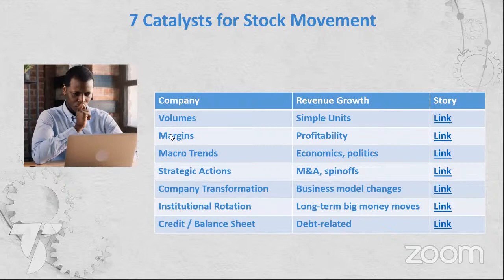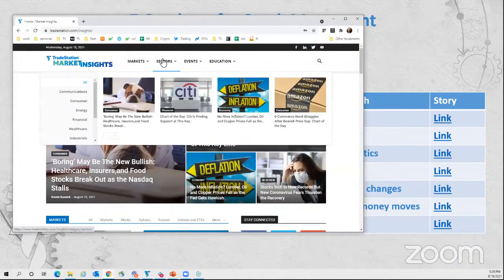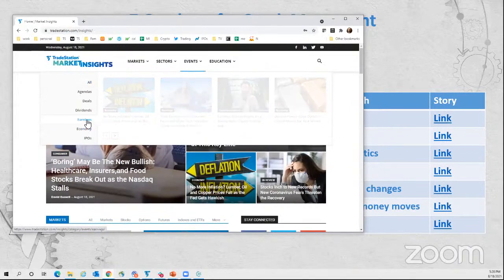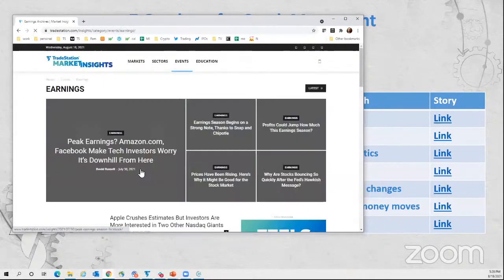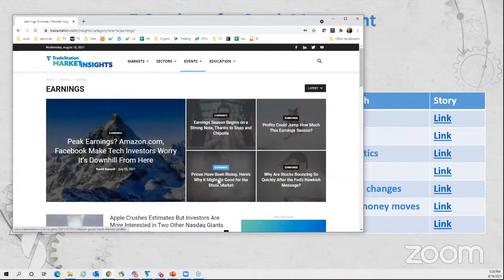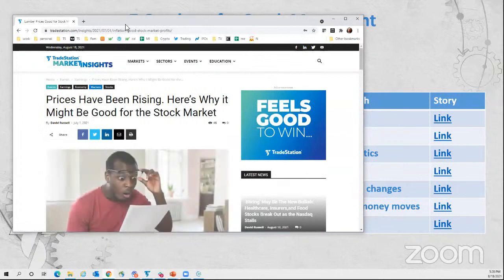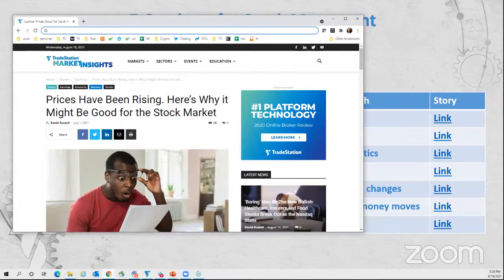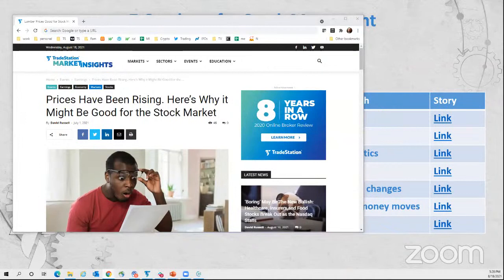A company might be raising prices or lowering prices. I want to very quickly point out an article I did recently. If you go to Events, Earnings on Market Insights, there's the article with this guy where the glasses are. Prices have been rising, and I'm going to share a link for this. I basically explain how companies are using the perception of inflation to raise prices and make more money. I wrote this back in July, and since I wrote it, a lot of people who study earnings said that this quarter, coming out of July, had the highest profit margins in history.